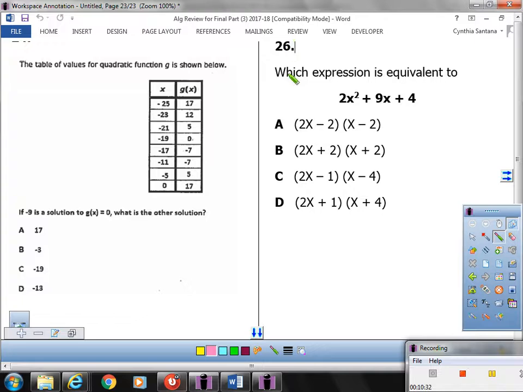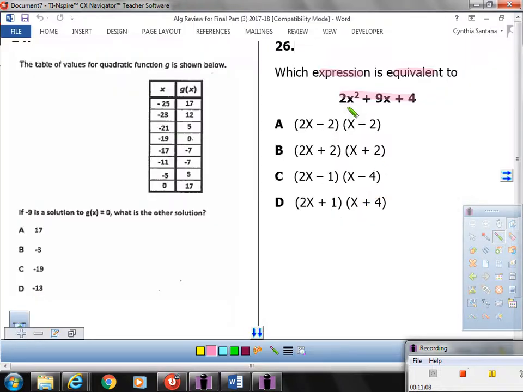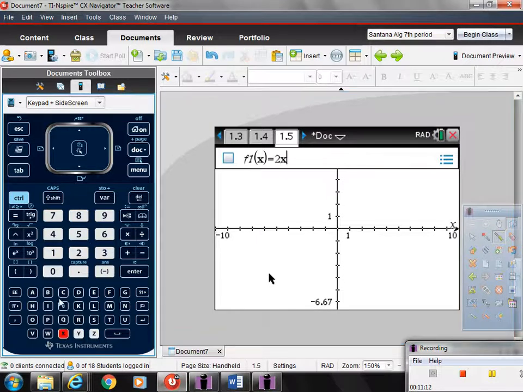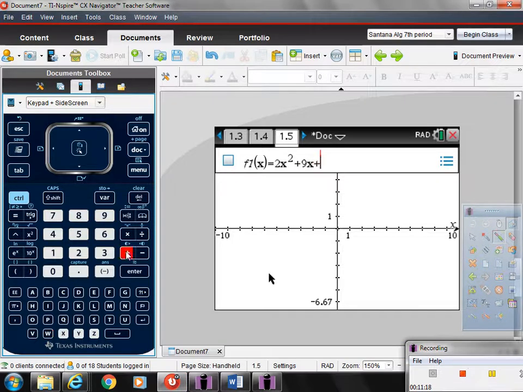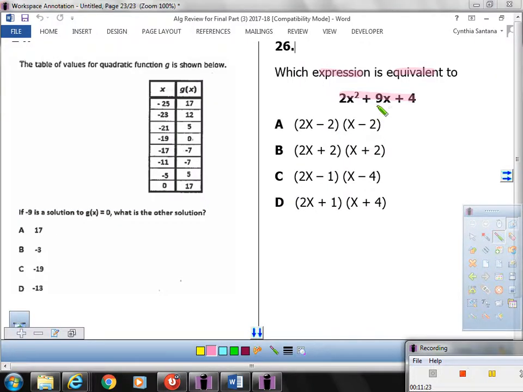Alright, number 26. Which expression is equivalent to, and again, they give you this expression and they want you to pick the correct equivalent expression. We could graph this out. We could use define. I'm going to go ahead and go to Graph App. Seems to be a good candidate. It's got one variable in it. It happens to be an x, so that's a good candidate for the Graph App. And I just don't need to use relations. I just need to type in the expression right after the equal sign. And what I'm looking for is which one of these will give me the same picture.